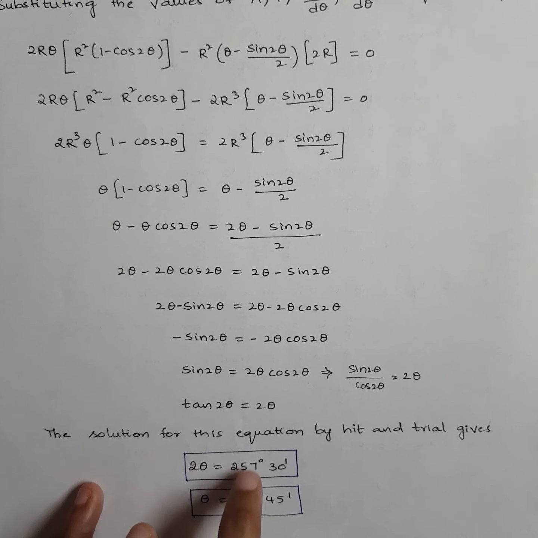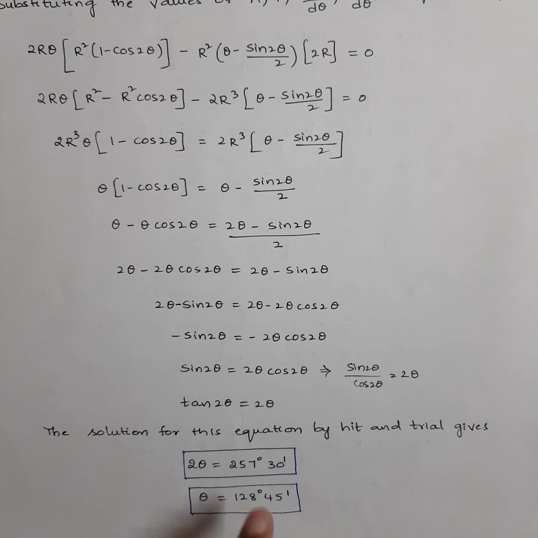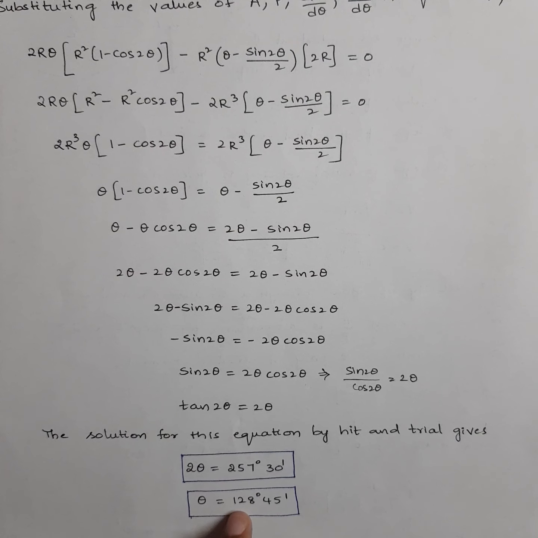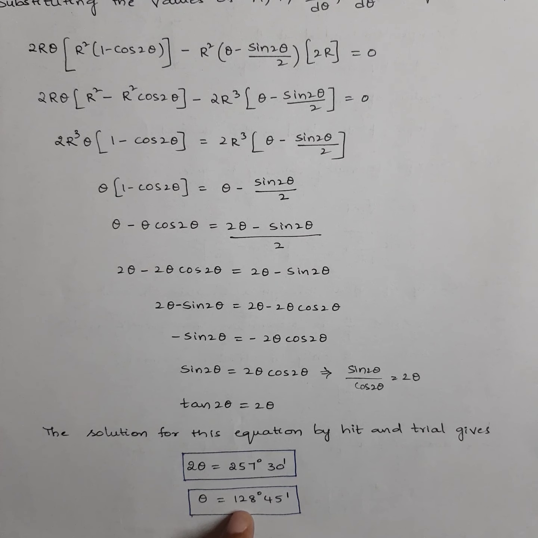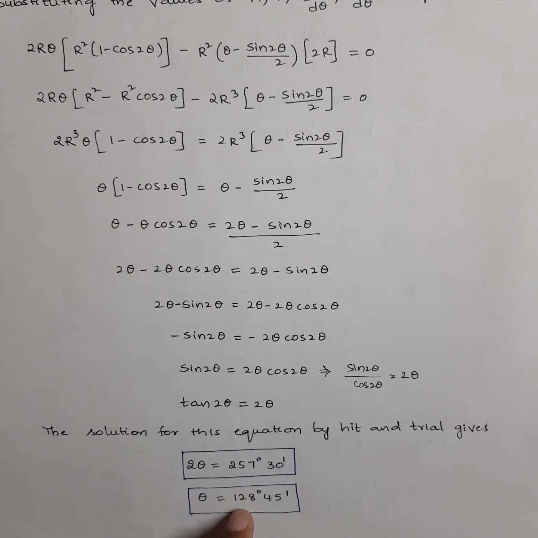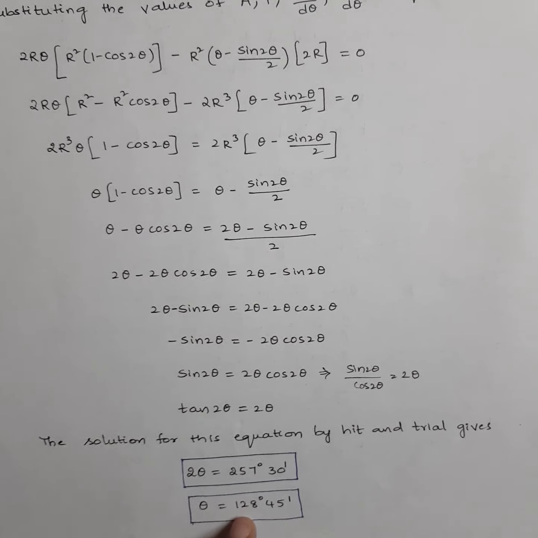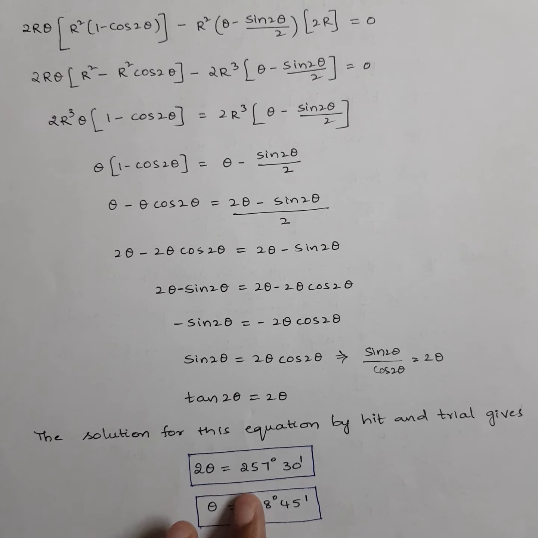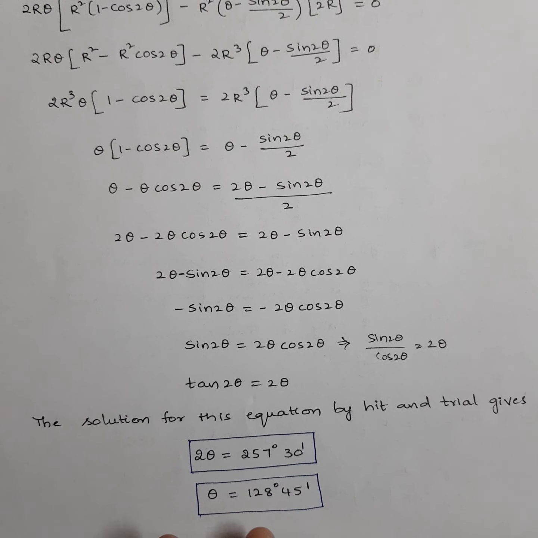Finally, 2 theta is 257 degrees 30 minutes. When 2 theta is this much, theta will be this value by 2, which is 128 degrees 45 minutes. These values of theta and 2 theta you have to remember. It will not be given in the problem. When you're solving numericals, they will not give you the value of theta. They will tell you the condition for maximum discharge or the condition for maximum velocity, which means you have to remember the angles. So 2 theta is 257 degrees 30 minutes, which means theta is 128 degrees 45 minutes.